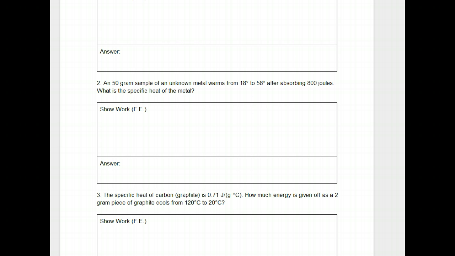For number 2, a 50-gram sample of some unknown metal warms from 18 degrees to 58 degrees Celsius. So warming means that this is T initial and T final after absorbing 800 joules. So what's the specific heat of this metal? And it also tells us that it's a 50-gram sample. So here are all of our knowns. We have 800 joules, we have change in temperature, and we have the amount of grams.